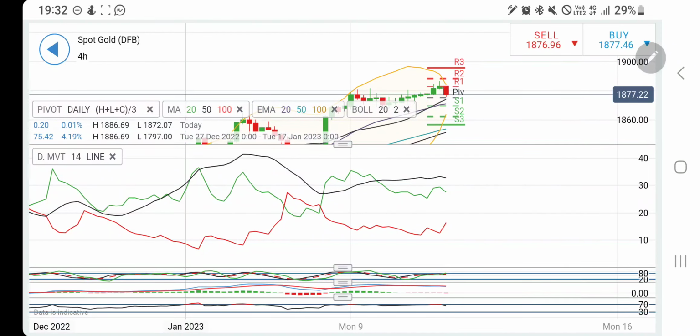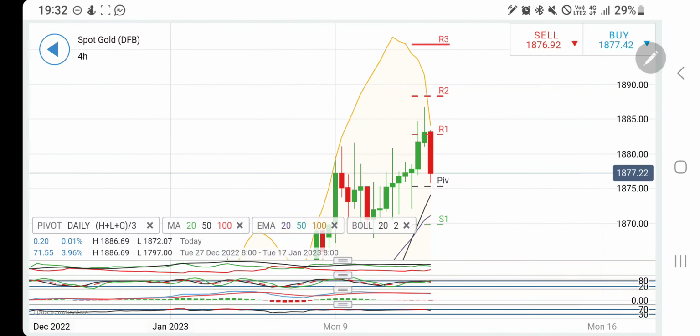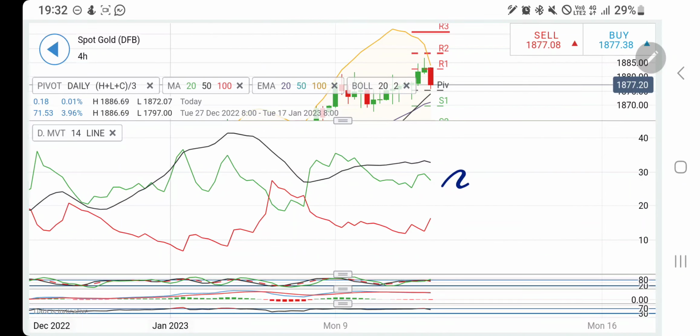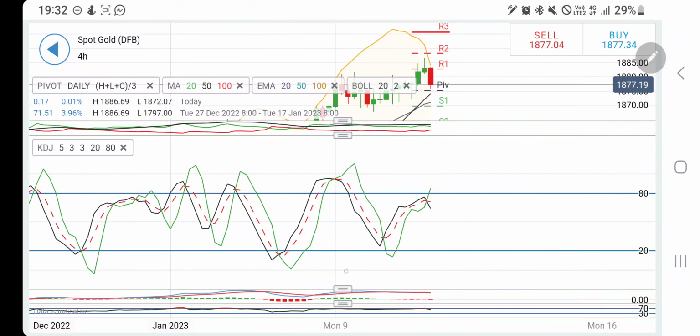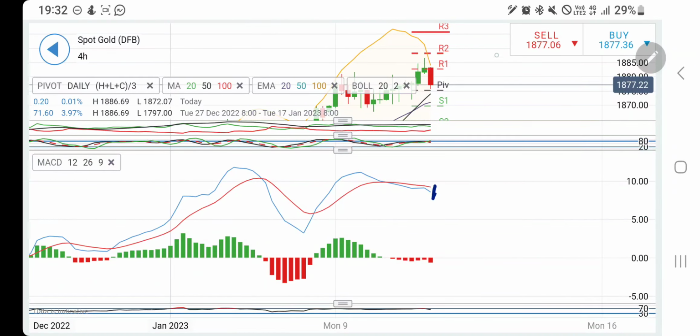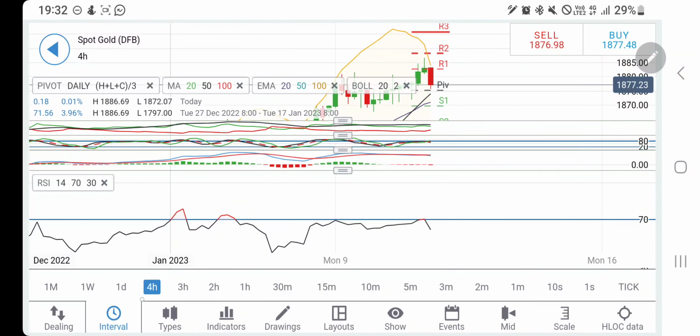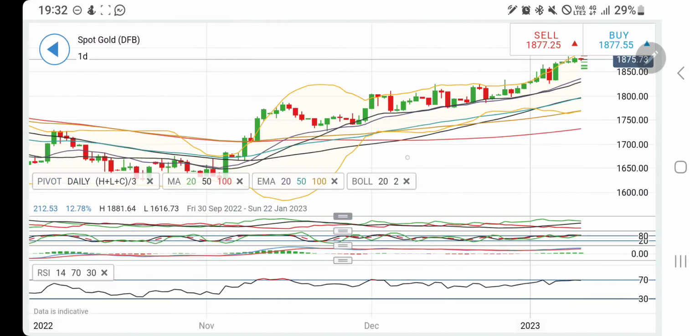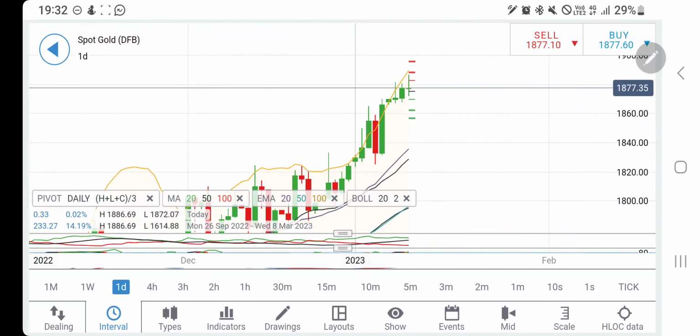On the upside, yes, you can buy here at, see where this started, 1884 levels. So yes, you can buy once you see it trading above 1884-85 levels. Directional movement moderately bullish, stochastic has seen a good drop. The MACD bearish here, same observation as on the 3-hour charts, and it was overbought on the RSI, and we can see a good drop there.